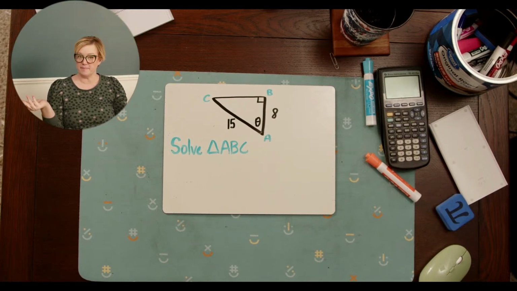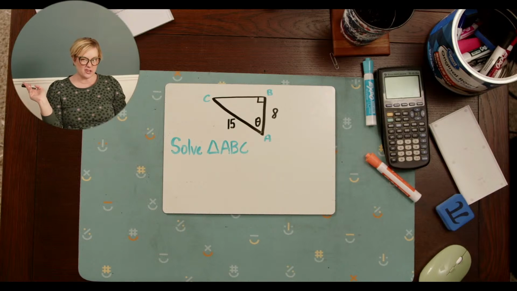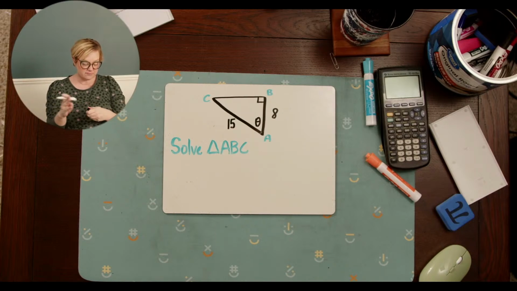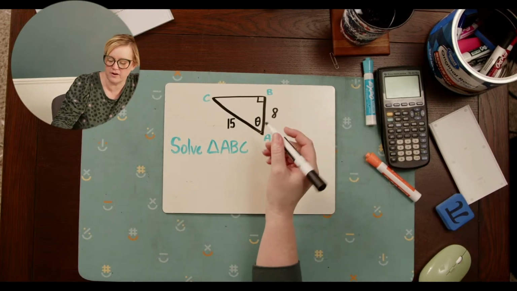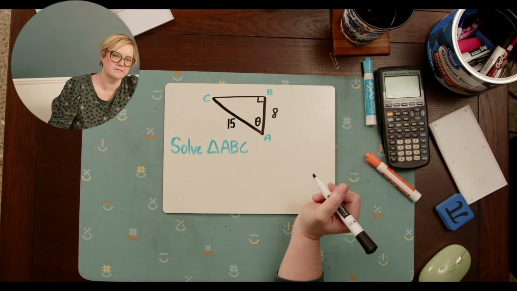How do I find that missing side? I don't actually have to use any special trig. I can just use the Pythagorean theorem, which is going to be my next tattoo. I've got to figure out how to make it look cute and pretty.